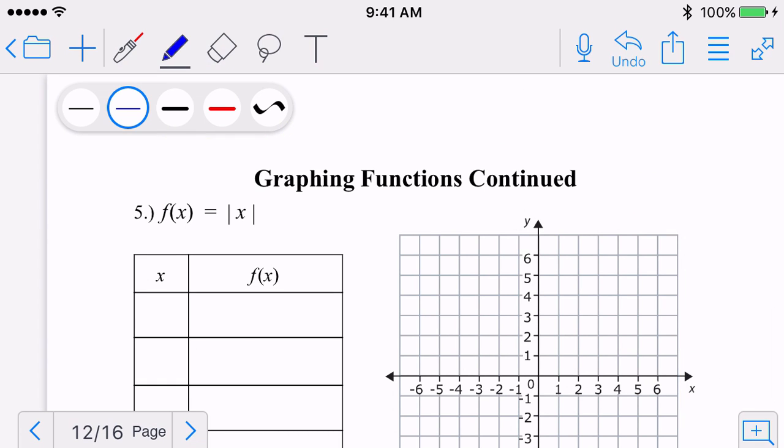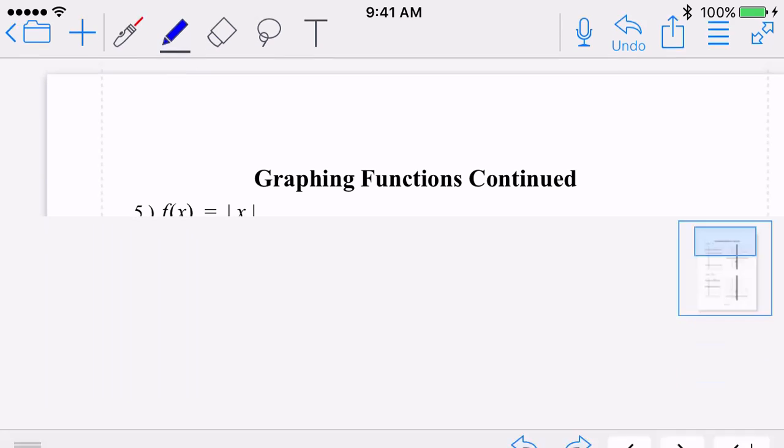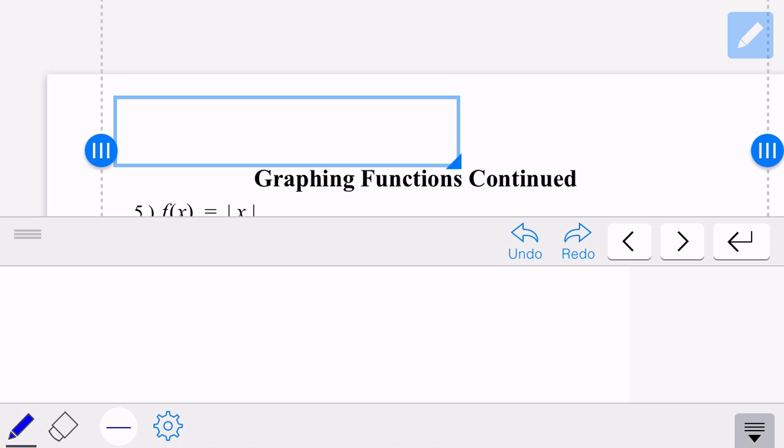All right, last page for the graphing functions, number 5. We would have this as your absolute value function. Okay, if you don't remember what absolute value means, it's talking about the distance away from 0.